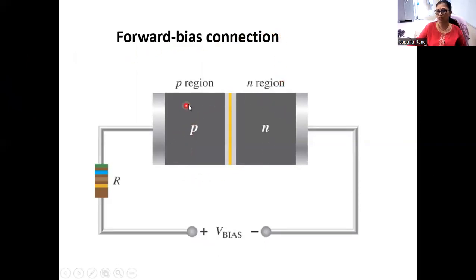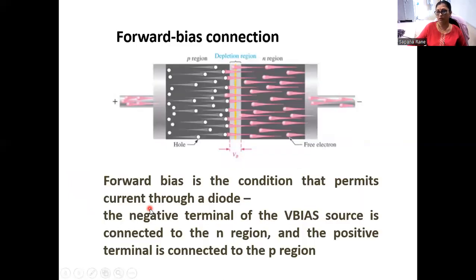If you observe the screen, you can see that the external power supply V bias is connected to the PN junction in such a manner that the positive terminal of the battery is connected to the P side of the diode and the negative terminal of the battery is connected to the N side of the diode. This type of connection of PN junction diode is known as forward bias connection. Here you can see a single resistor is connected in series with this circuit in order to limit the current flowing through the diode. Now let us see how this type of connection works.